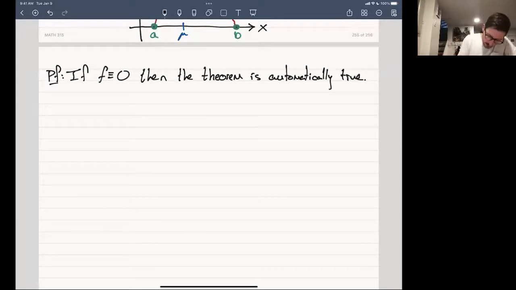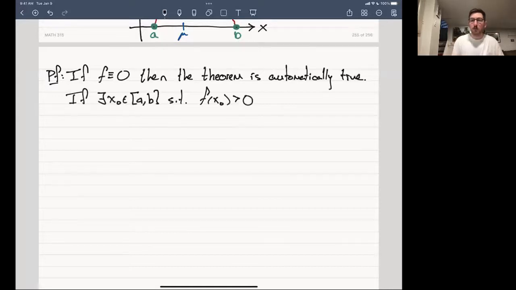So now let's say there exists some x0 in (a, b) such that f is positive at x0. So you eventually get off of the x-axis. This thing can't just be identically the 0 function.